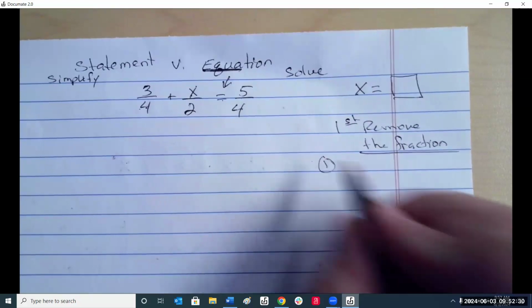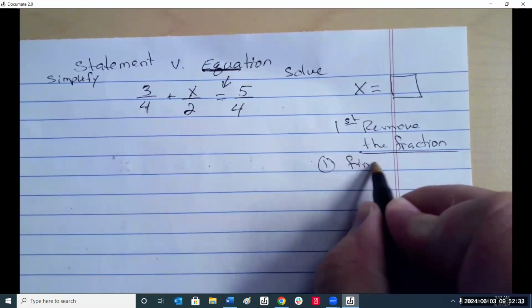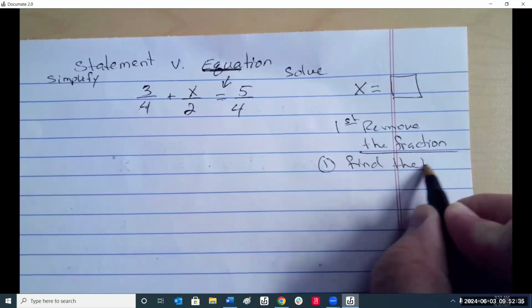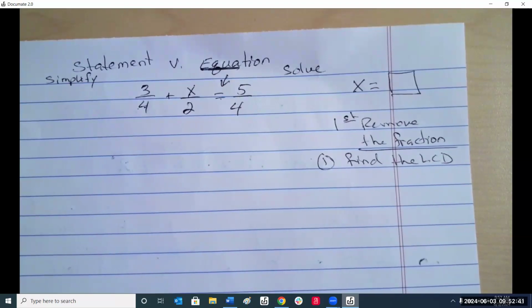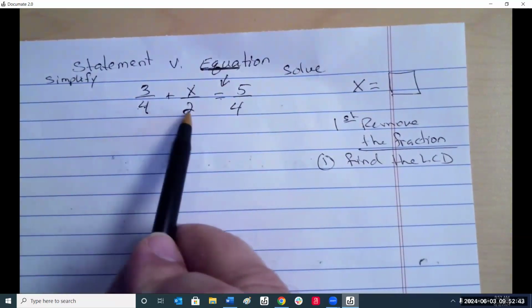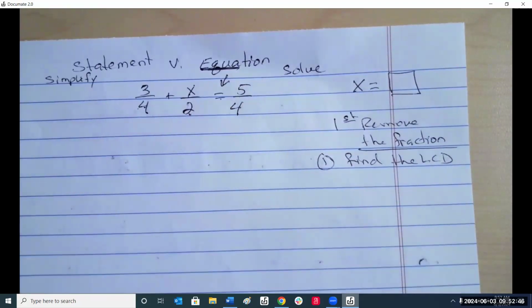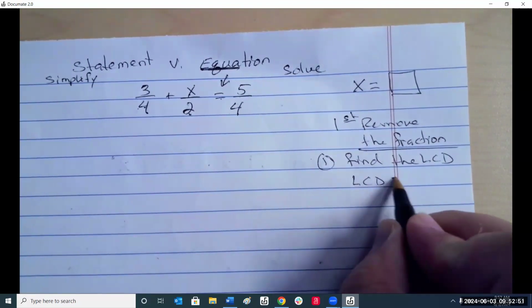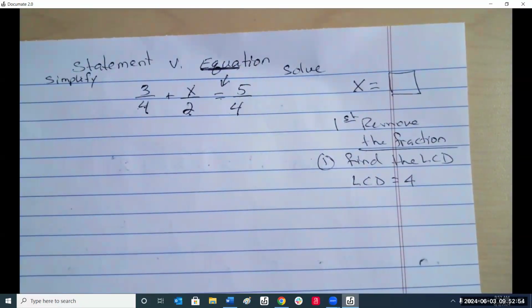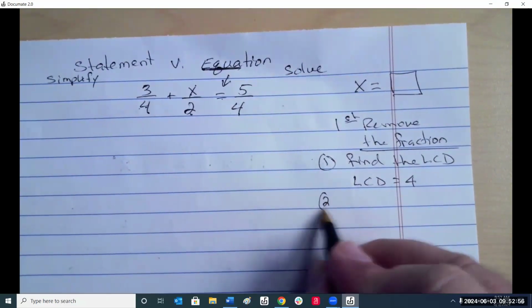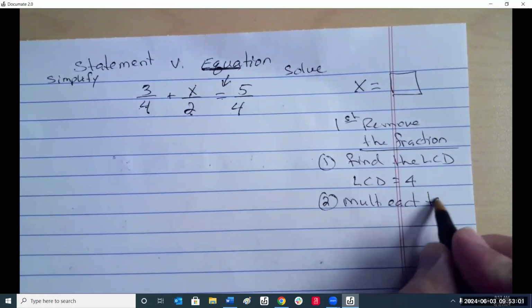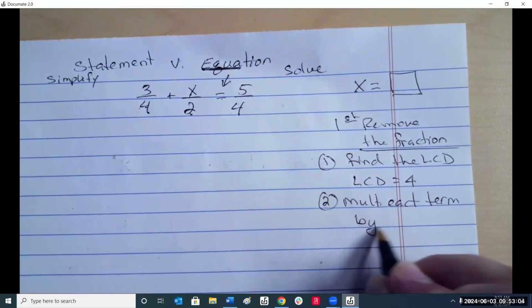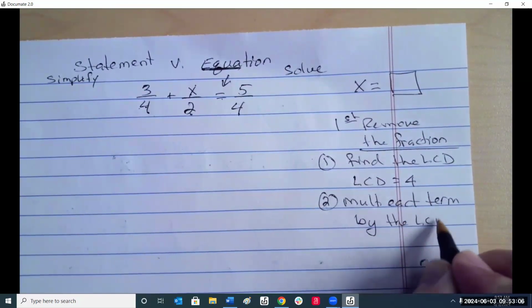How do we do that? Find the LCD. What is LCD? Least common denominator. What's the smallest number that these bottom numbers fit into? 4. So the LCD is 4. Once you found that, multiply each term by the LCD.